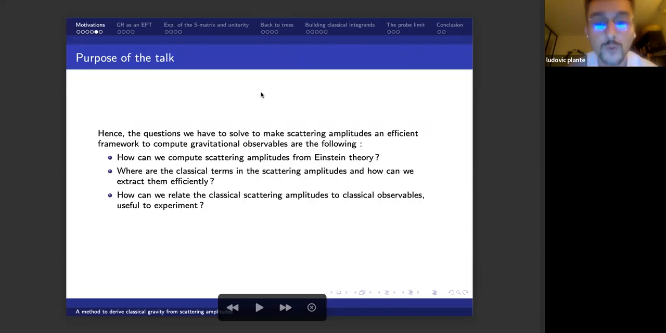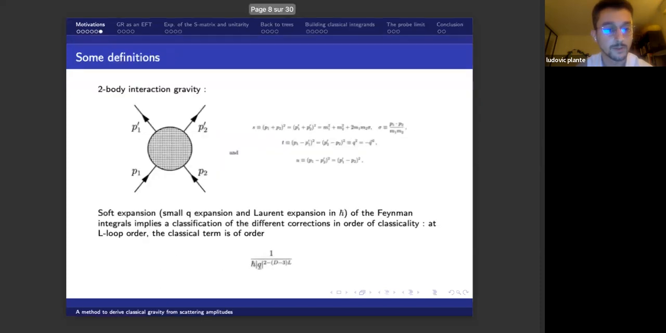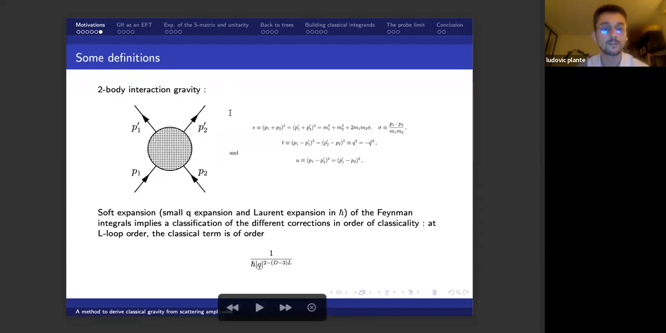The questions I want to solve during this talk are, first, how we can compute scattering amplitudes for Einstein theory. Second, where the classical terms are hiding in the scattering amplitudes and how we can efficiently extract them. And third, how we can relate the scattering amplitudes to observables such as the scattering angles, so that the computation is useful to experiment.